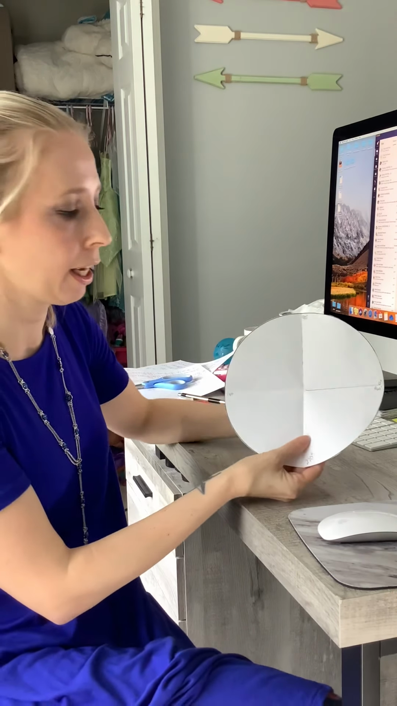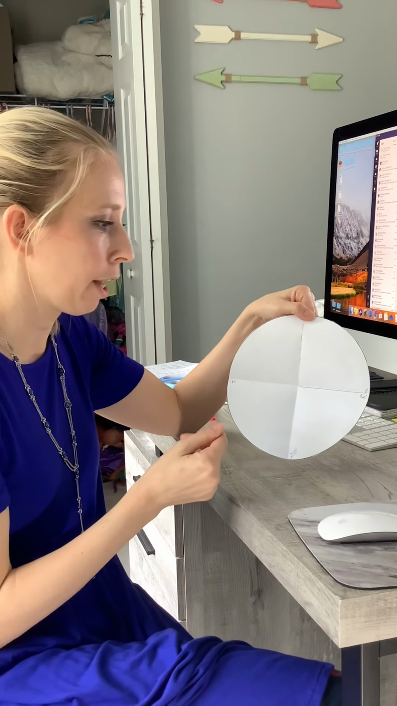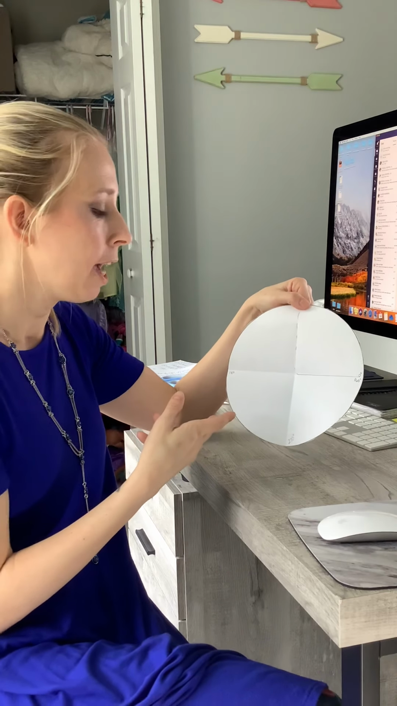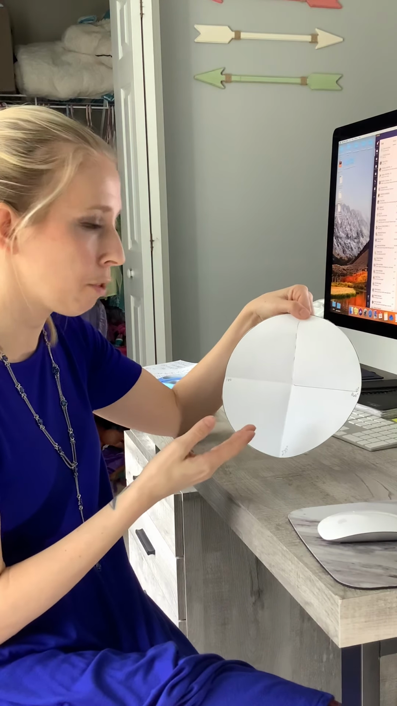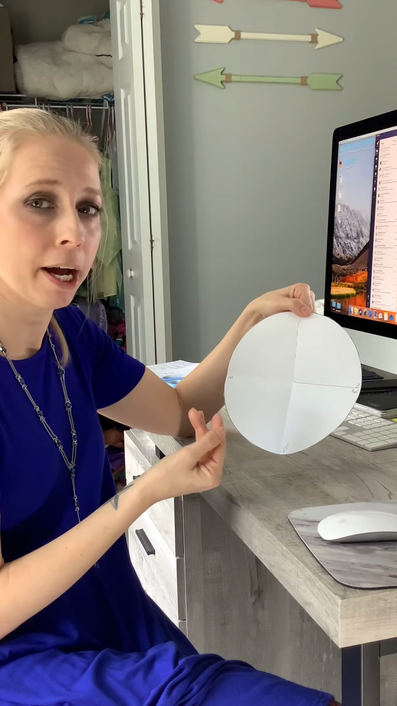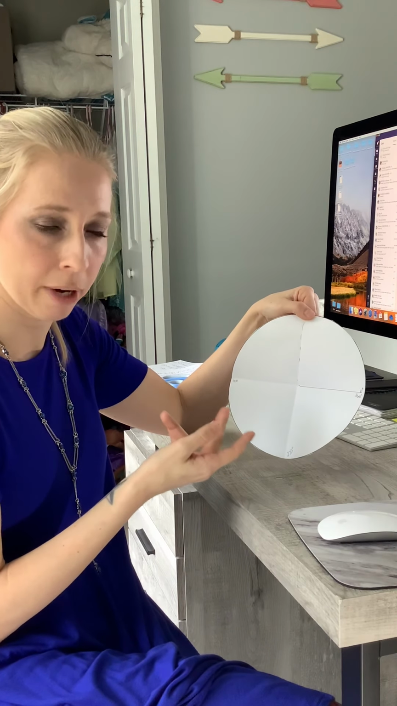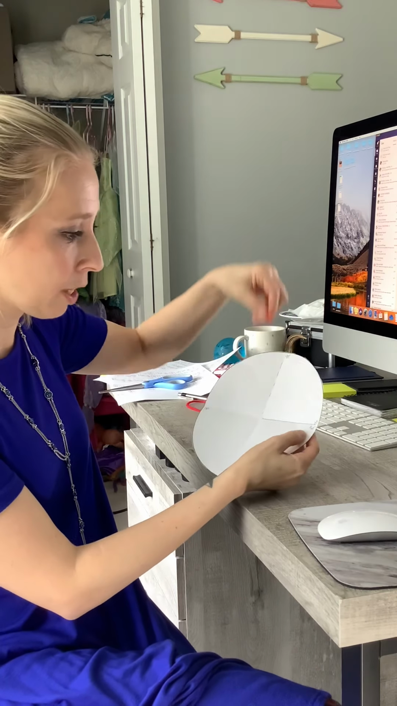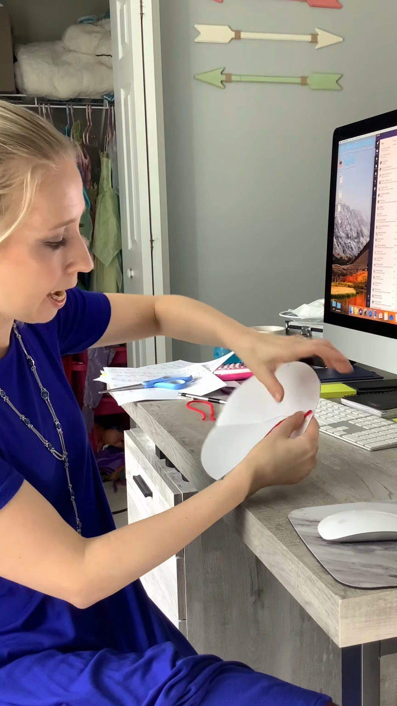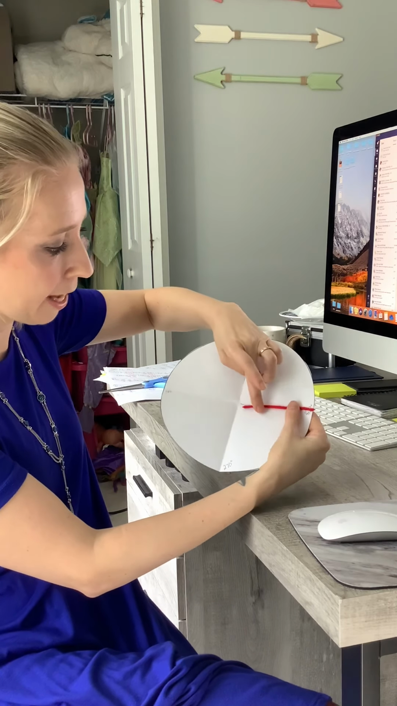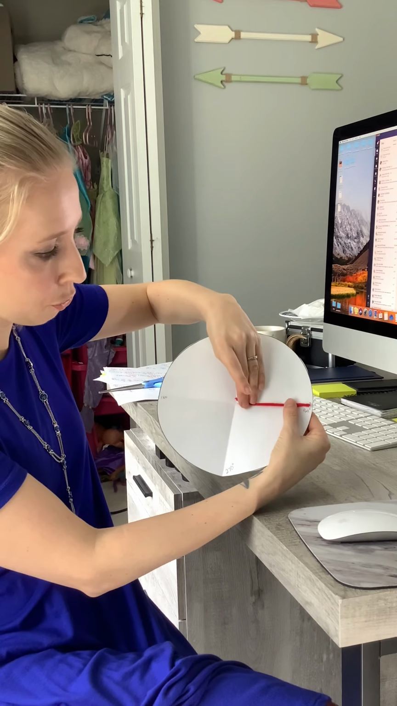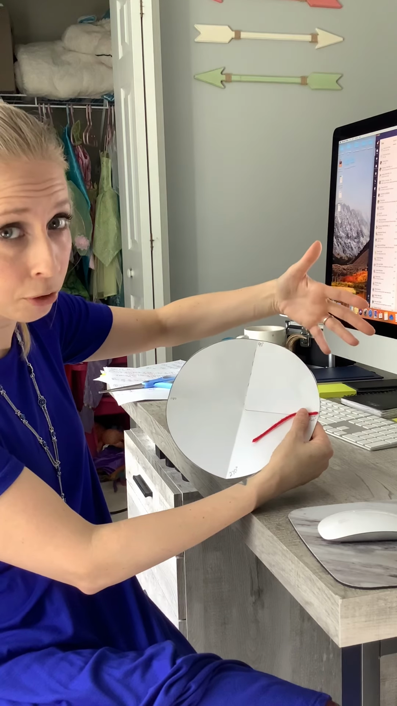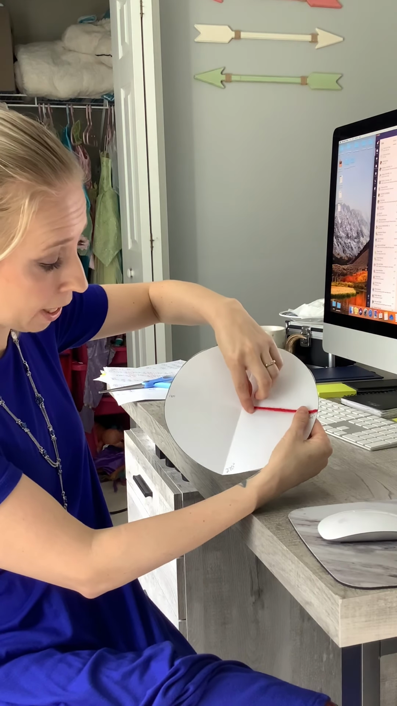So what we are going to be doing is converting from degrees to radians, which is a trigonometry term. So you need to know how to do that. We use the word radians all the time, and I want you to understand what a radian actually is. So what you're going to do is take this string and cut it the length from the center to the outside of your circle. That is the radius. The term radian comes from that, right? So this is your radius.